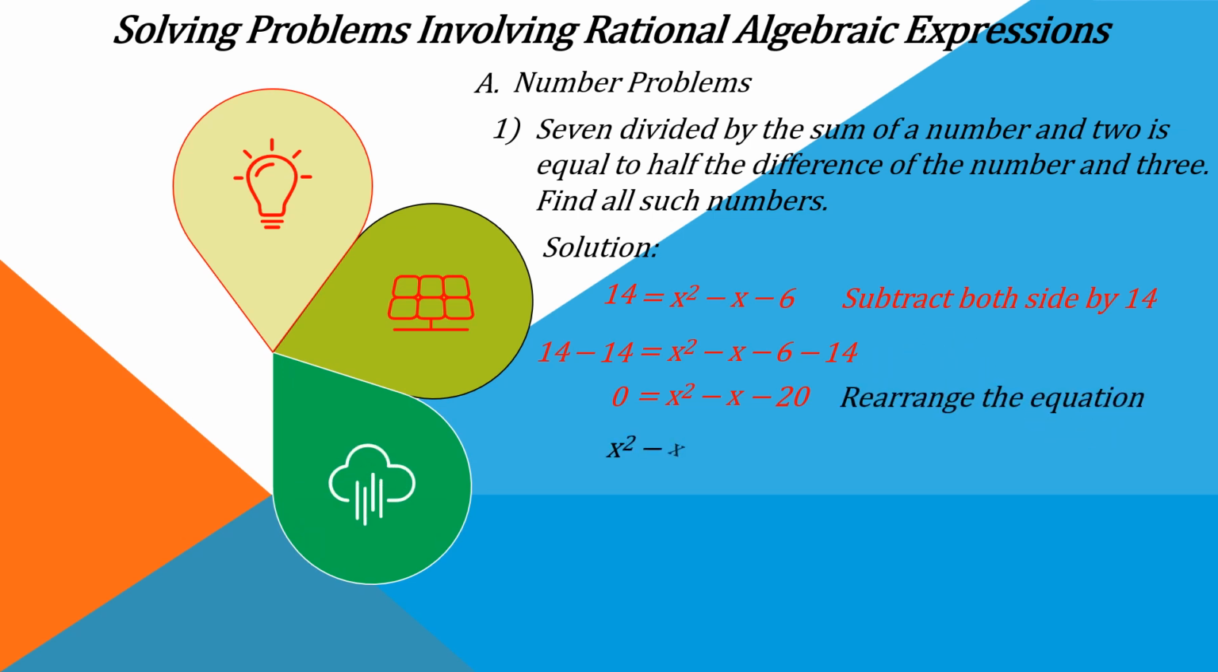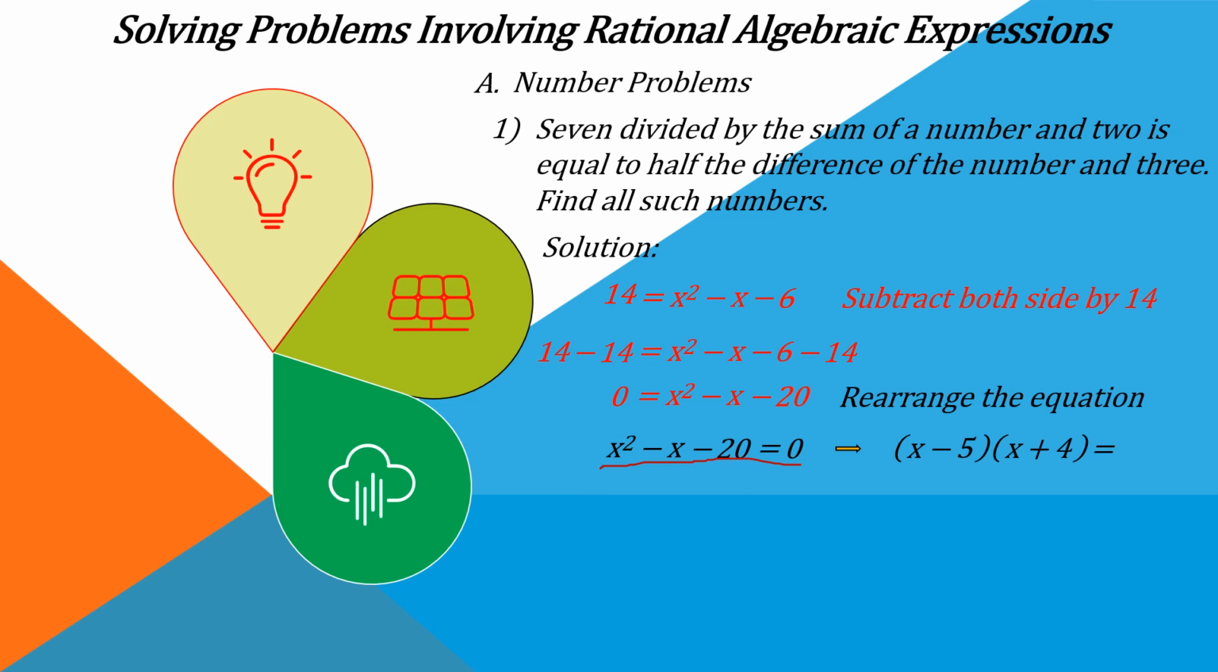Rearrange the equation. We have x squared minus x minus 20 is equal to 0. And we will apply the factoring of trinomials, wherein this expression can be factored by x minus 5 multiplied by x plus 4. How did we do that?